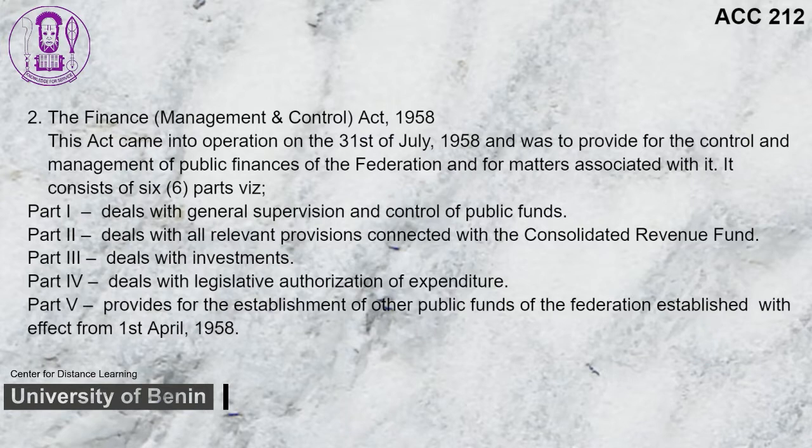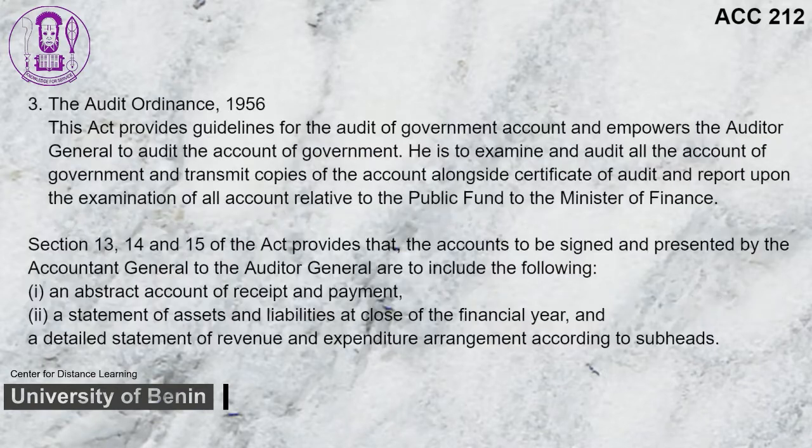Part 3, deals with investments. Part 4, deals with legislative authorization of expenditure. Part 5, provides for the establishment of other public funds of the Federation established with effect from 1st of April 1958.